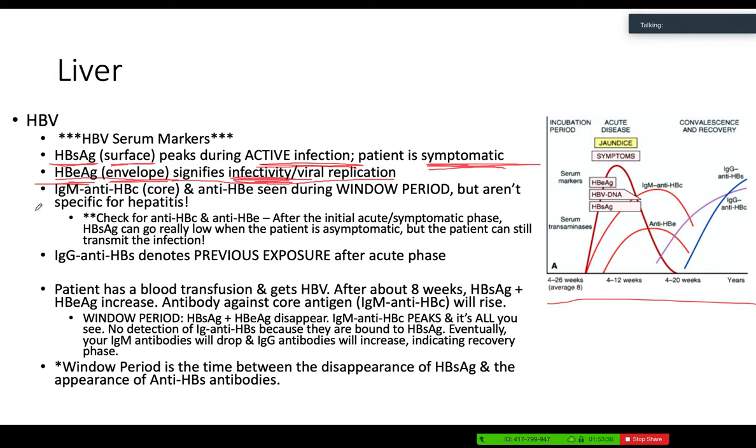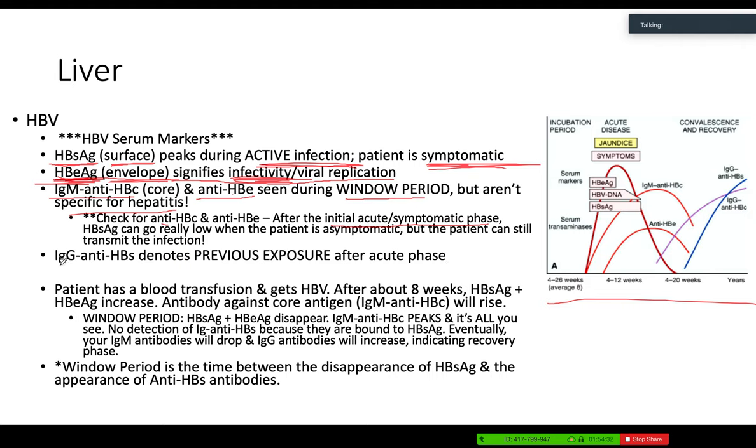Okay, great. Now, getting into our own defenses against hepatitis B, we have an IgM anti-core antibody, and this is an antibody that our body is making against a certain part of that hepatitis B capsule. Okay, and so if we see that, then we know our body is starting to mount a defense against this infection. Anti-HBE is another antibody that our body can make, which is against this envelope antigen. And these can be seen during the window period, but they're not specific for hepatitis. Okay, so we will be checking for this during the acute symptomatic phase. Okay, so if you see hepatitis envelope antigen, this means the patient is infectious.